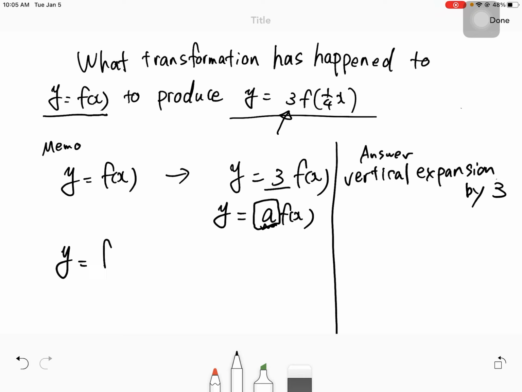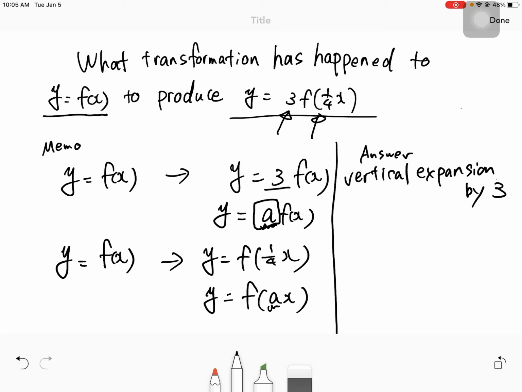For the next one, let's transform from y equal f of x to y equal f of 1 over 4x. Just focus on this part. Then this case is like this. There is some value inside the bracket, in front of x. This means horizontal expansion or compression.